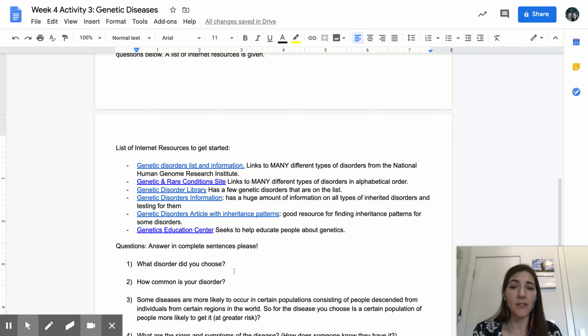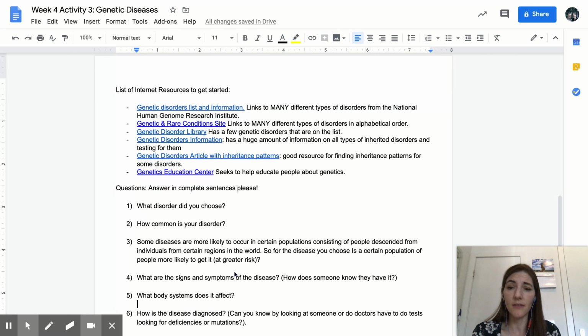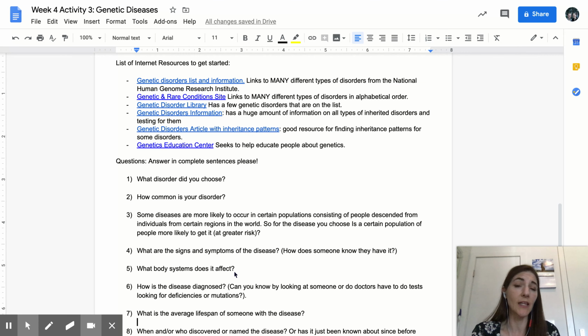So you want to tell me the disorder you chose, and how common your disorder is. Some diseases are more likely to occur in certain populations. So, are there certain people that are more likely to have them, descended from certain individuals from certain regions of the world? What are some signs and symptoms? So, how do you know you have it? What body systems does it affect? Does it affect the nervous system, the circulatory system, the immune system?